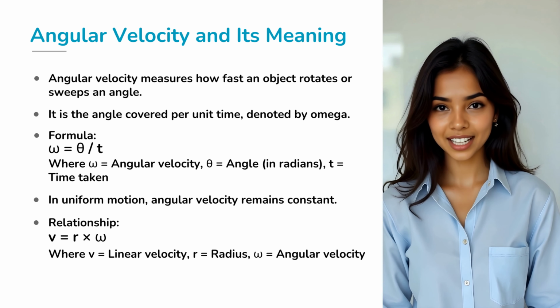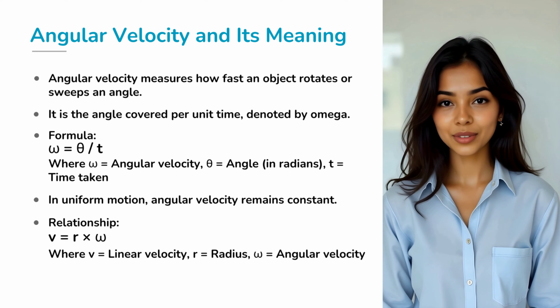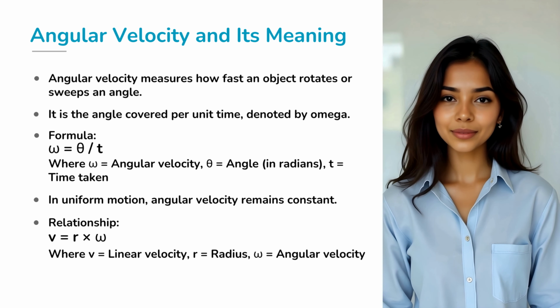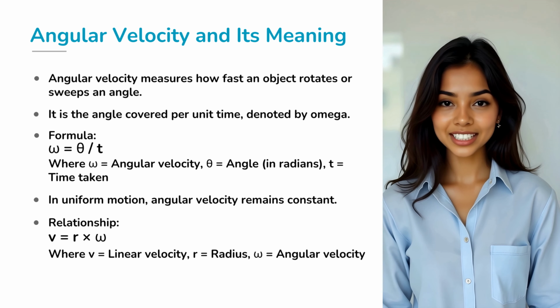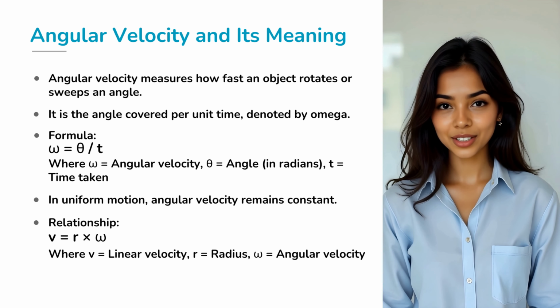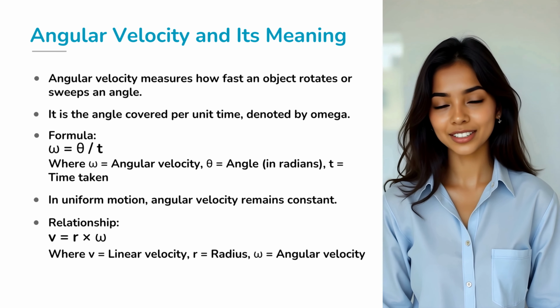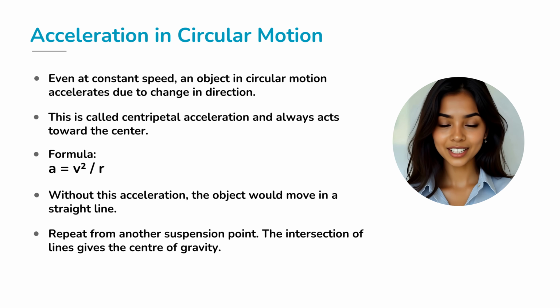We can also connect angular and linear velocity through the relation v equals radius multiplied by omega. So, both types of velocity help us understand motion on a circular path, one in terms of angle, the other in terms of distance.